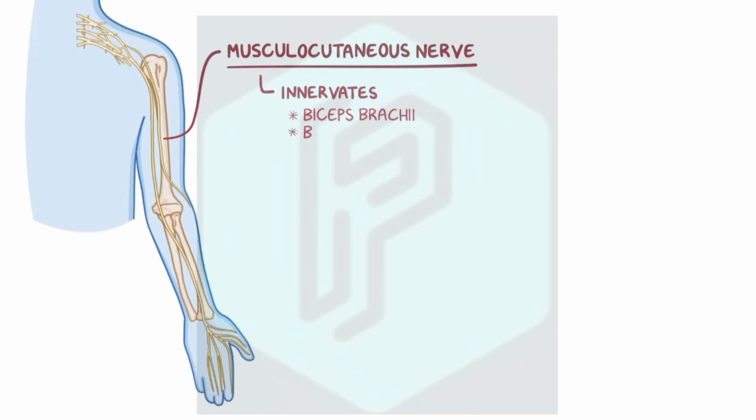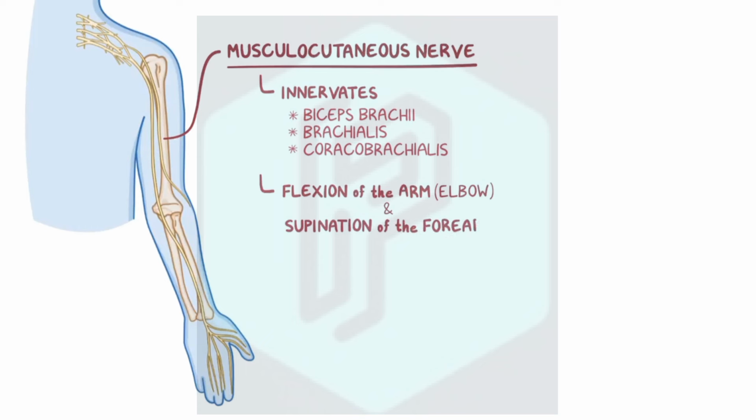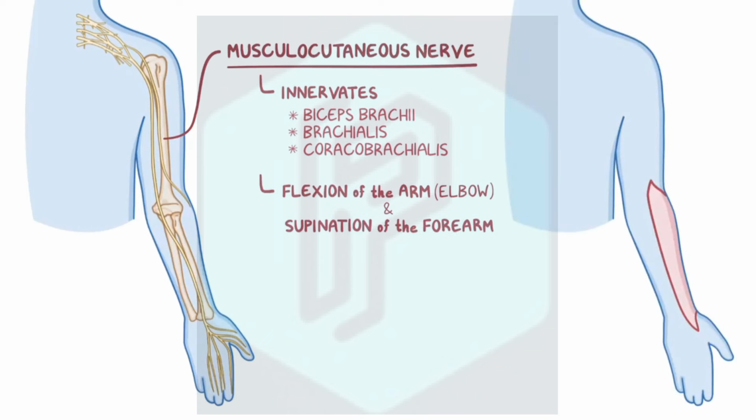biceps brachii, brachialis, and the coracobrachialis muscles. These muscles are responsible for the flexion of the arm at the elbow and the supination of the forearm. Distal to the elbow, it provides sensory innervation to the skin of the lateral forearm.